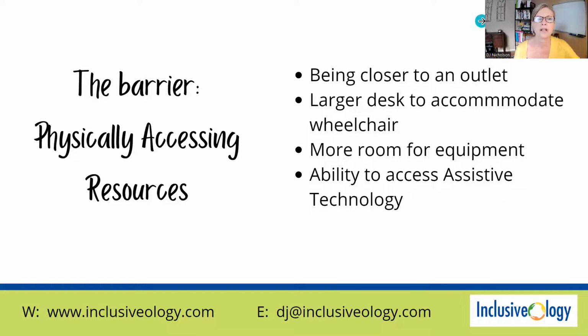And the third barrier is making adjustments to the physical layout of the room, where the barrier is physically accessing resources. So there's something in the environment that's keeping a student from being the most engaged or moving around the classroom. So the first one is being closer to an outlet. So if you have a student that uses multiple pieces of technology, maybe the battery drains fast, have them being closer to an outlet where they can stay plugged in and they're not distracted by the battery.